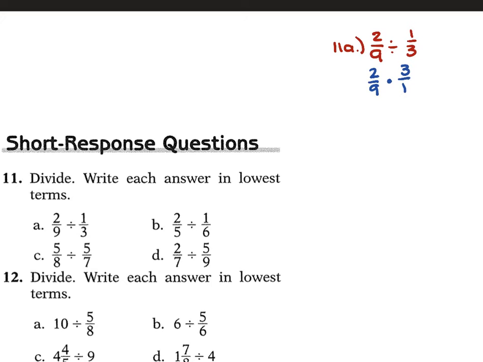We can simplify the 9 and the 3. The 9 becomes 3. 3 becomes 1. So 2 times 1 is 2. And 3 times 1 is 3. So that's 2 thirds.